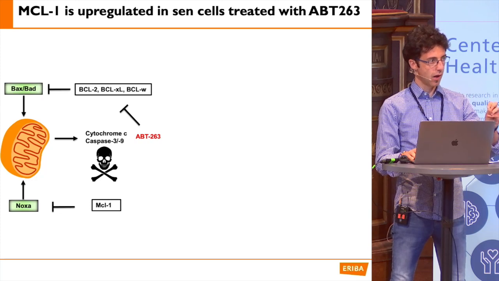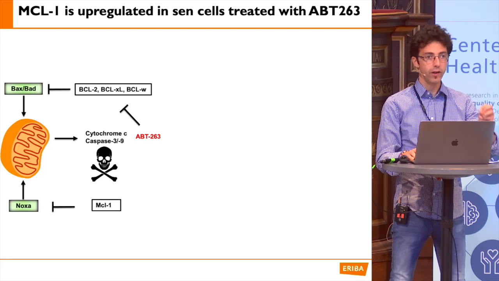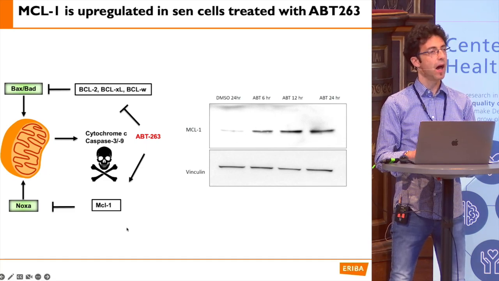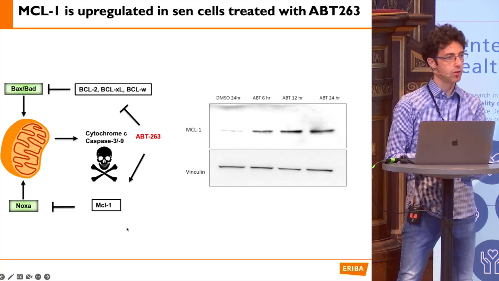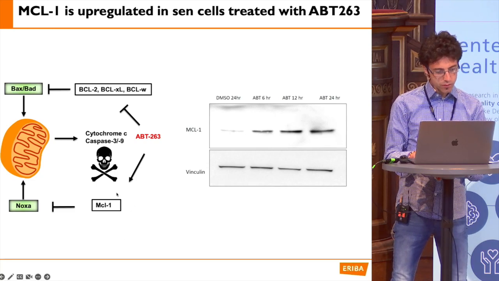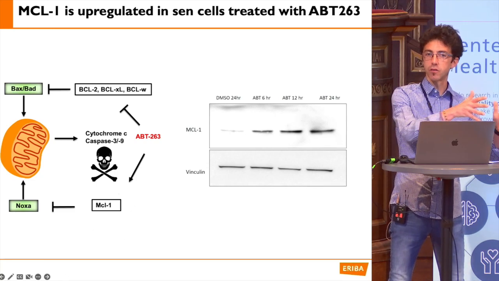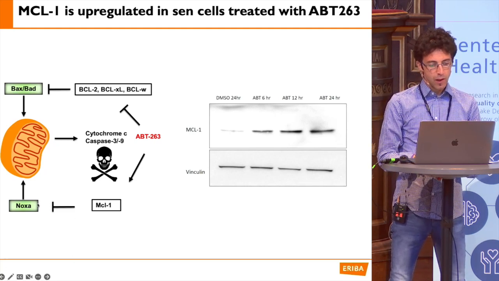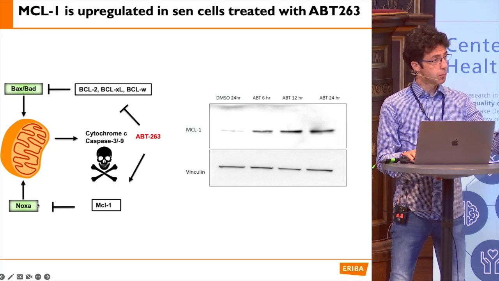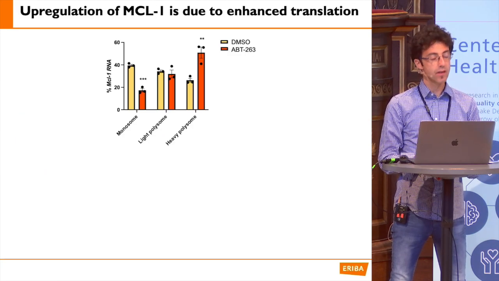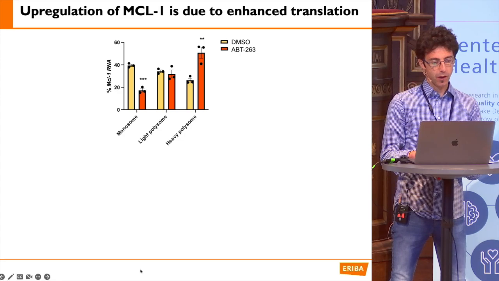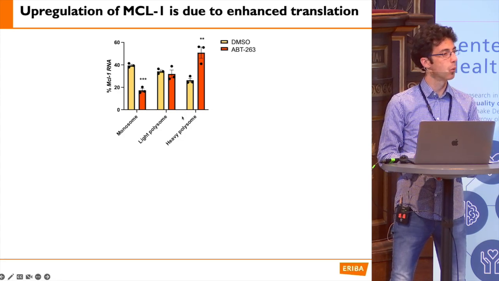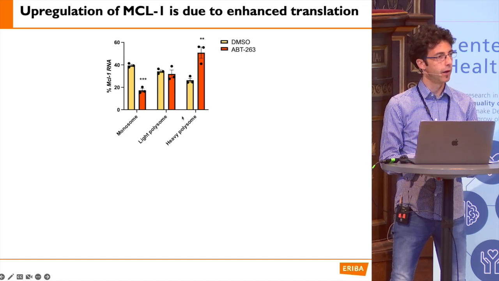to ABT263, and only your senescent melanocytes, you start to see upregulation of another anti-apoptotic protein called MCL1. And MCL1 works on a different pro-apoptotic cascade, which is activated by the apoptotic factor called NOXA. We also demonstrated that this was due to enhanced translation. We could see that there was a higher amount of MCL1 RNA carried by heavy polysomes.